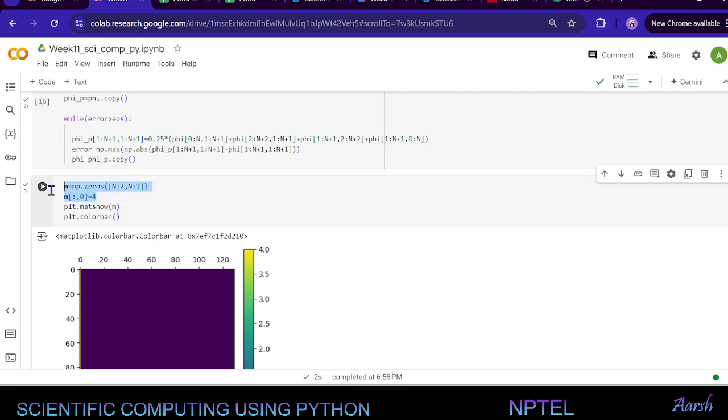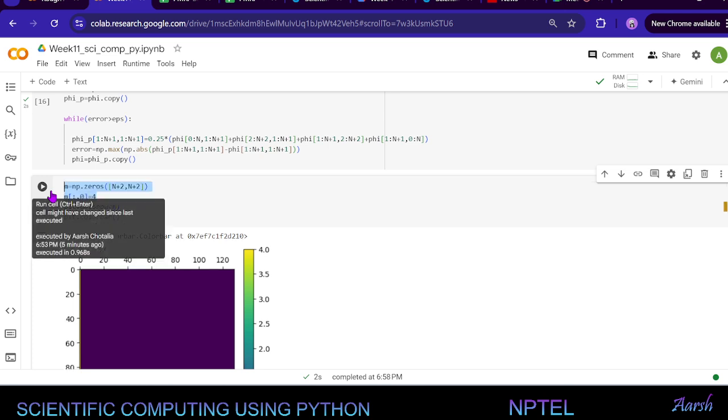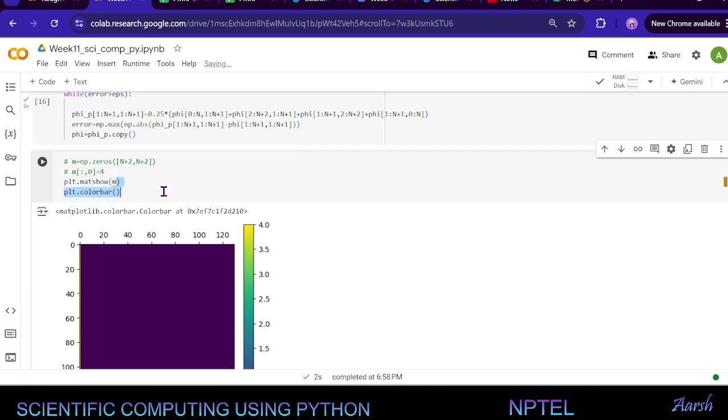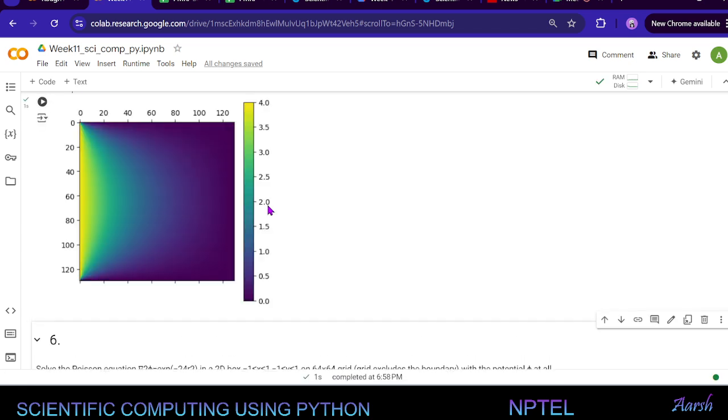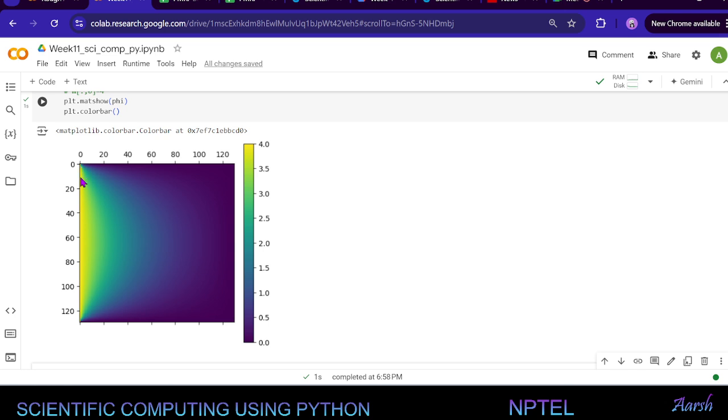So now we can comment this and plot phi. Okay, and then we see that yellow line, the boundary has now spread into the region, and there is a gradient from 4 to 0, and that gradient is sharper towards the top and bottom boundary, because at the boundary it's supposed to be 0, right? So we see these kind of parabola-like contours.